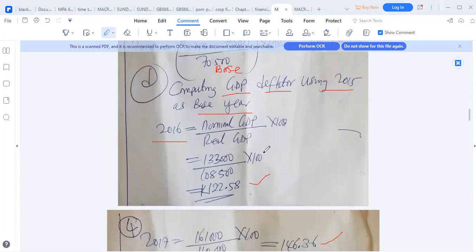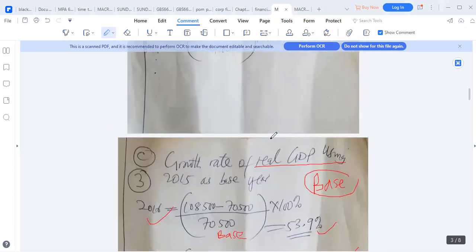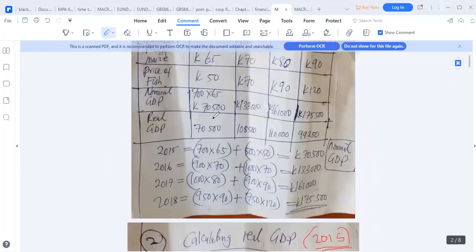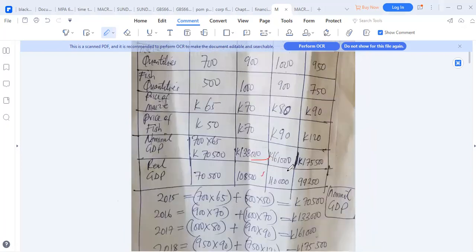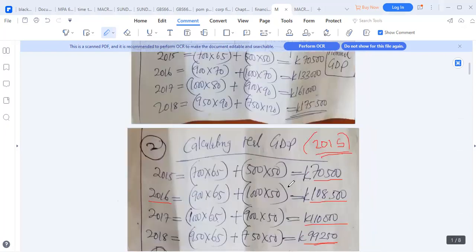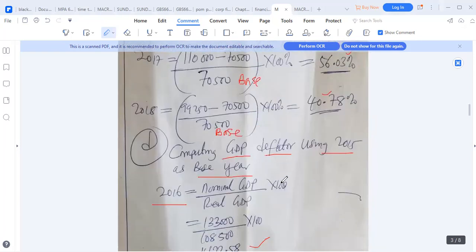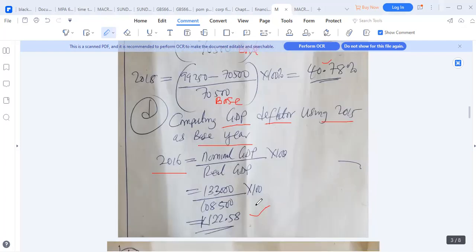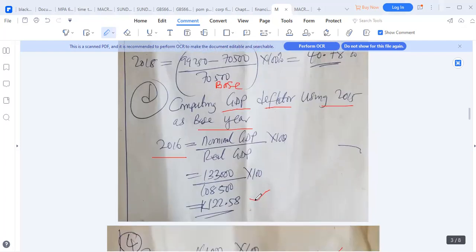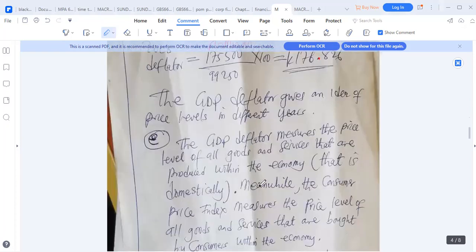Okay, so it's the nominal gross domestic product over the real gross domestic product. This is calculated in the missing table here: nominal divided by the real. So for each of the years, that's how we are getting the gross domestic product deflator. The formula is given by the nominal gross domestic product over the real gross domestic product. We are getting these figures here. All right, now what does a deflator give?